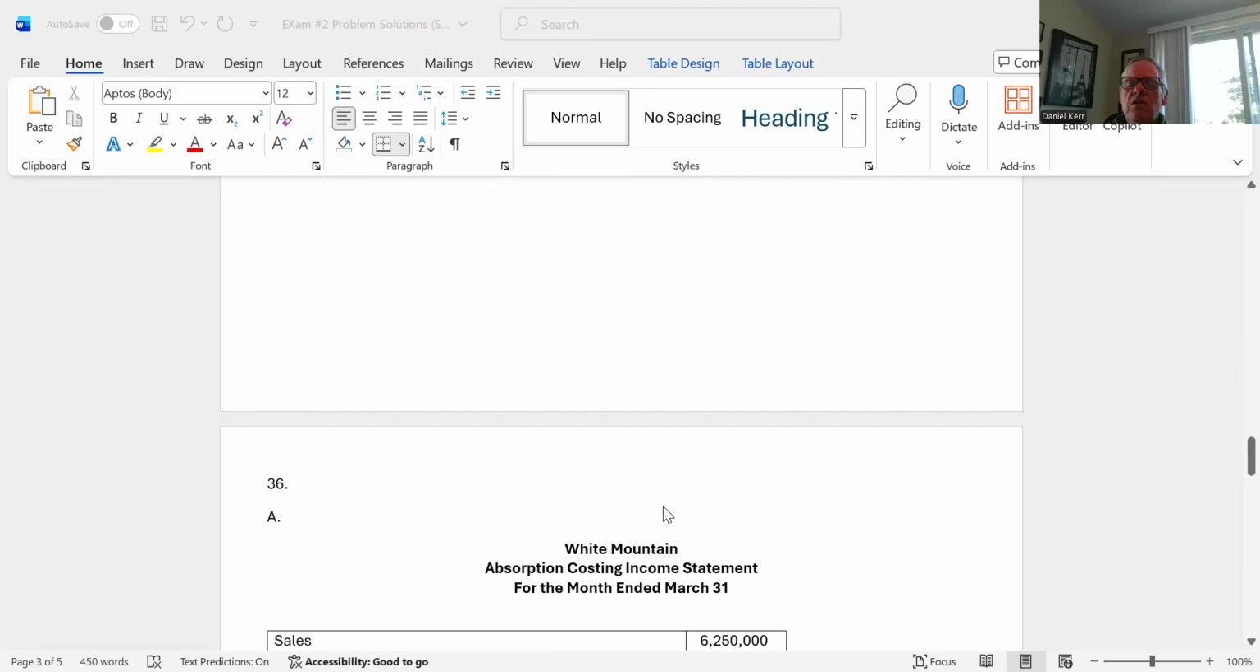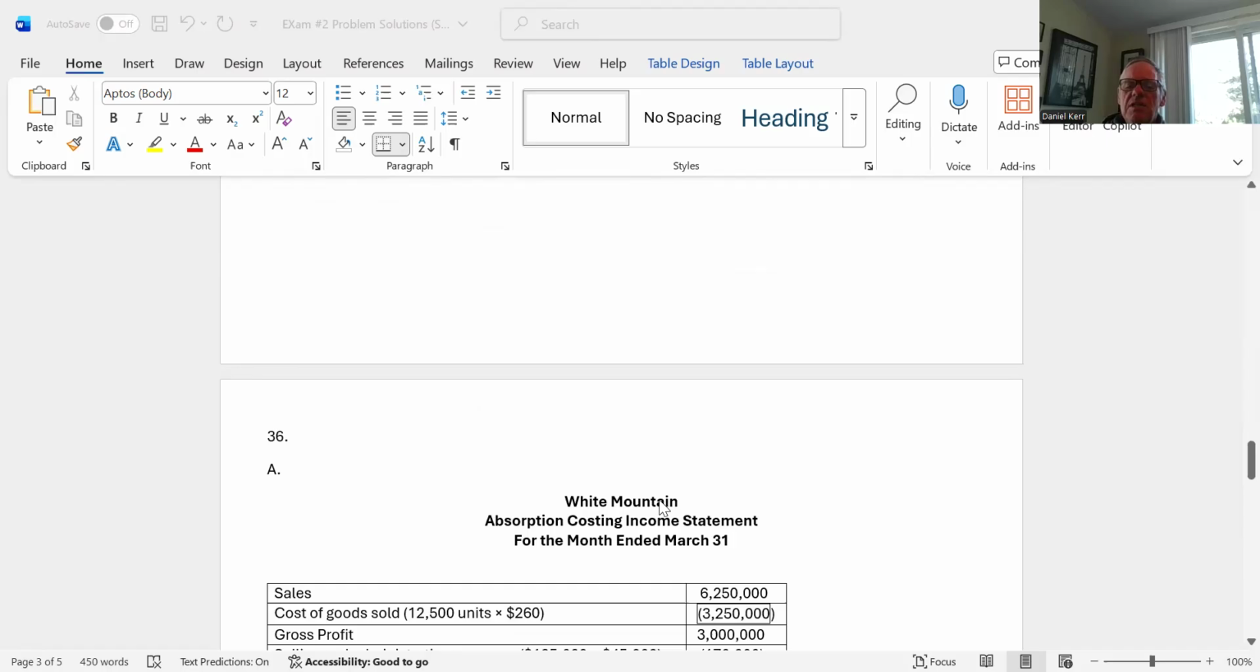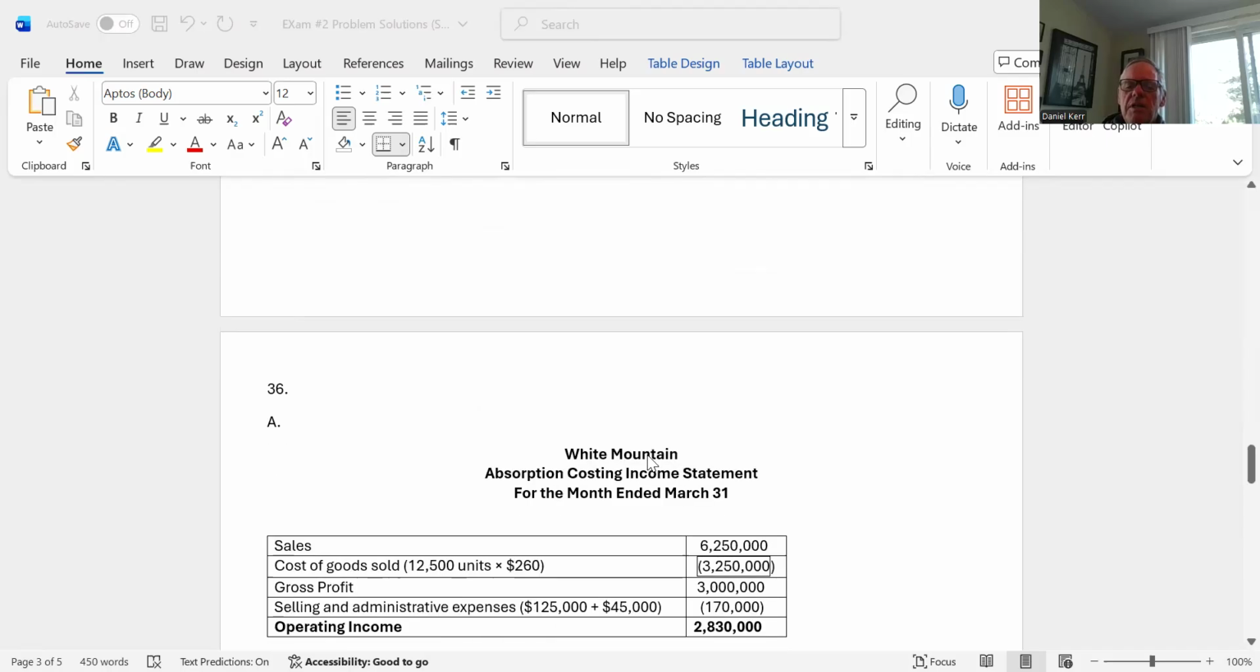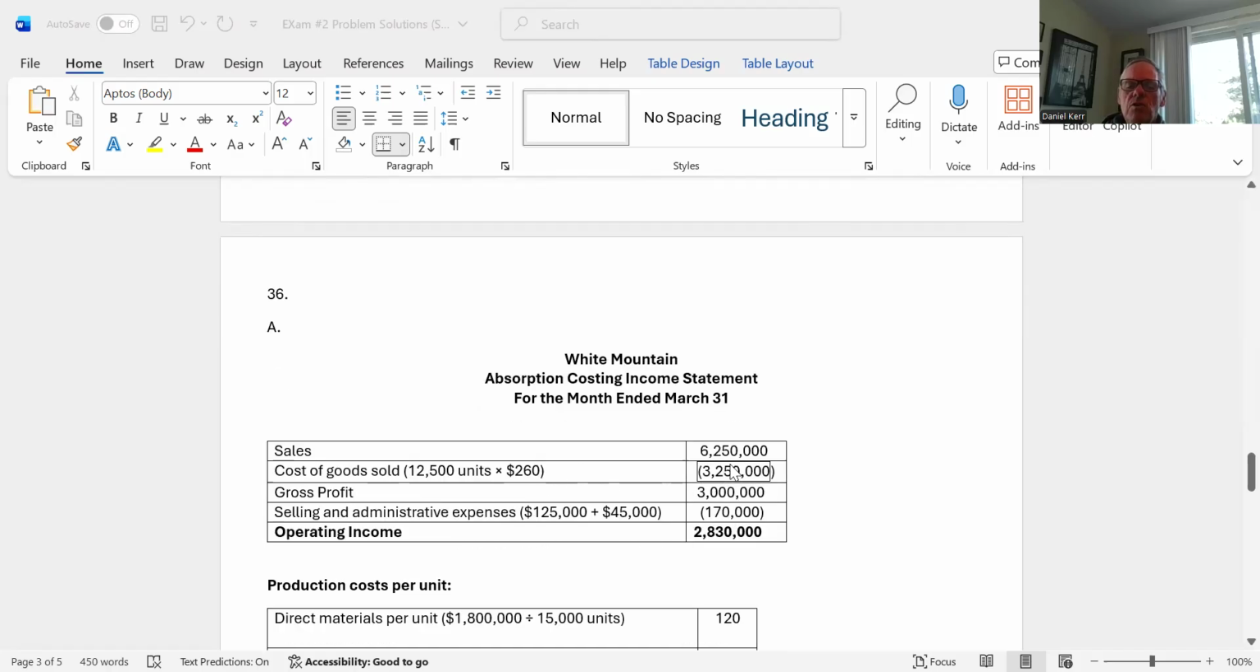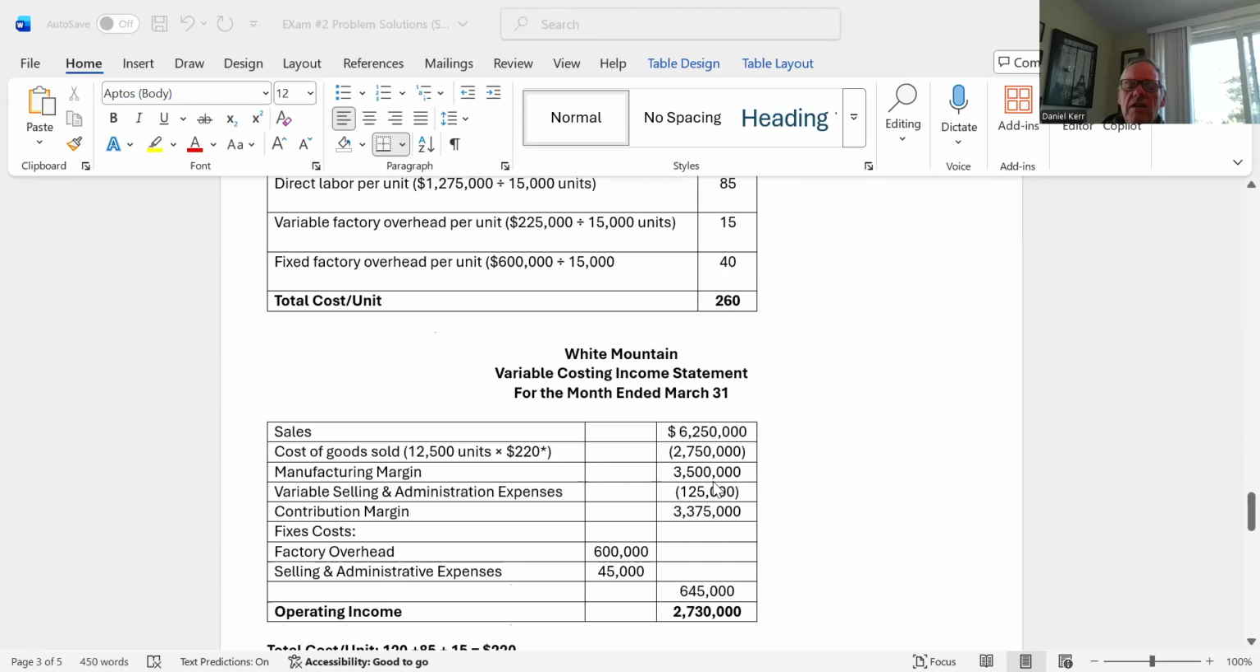Next one here, last two, if you didn't actually give me the statements that I requested, you didn't get full credit, even if you showed all your computations. So what I wanted to see here was an absorption basis income statement. So you had to put the name of the company, the fact that this was an absorption costing income statement, and the period of time. So there was the absorption one, and then here's the variable one down here.